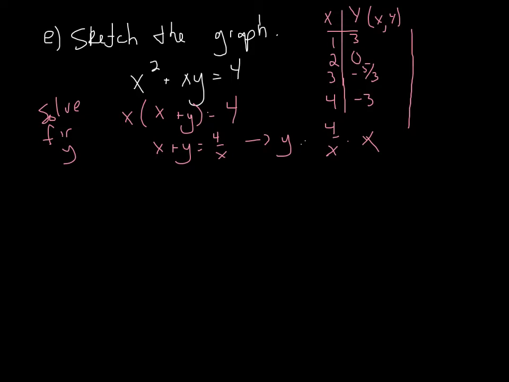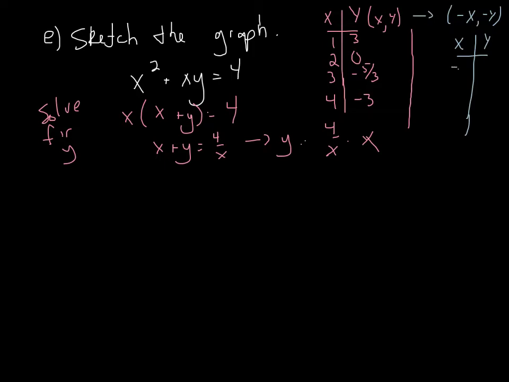But now, remember, it had symmetry in the origin. That means all your ordered pairs go from (x, y) to (negative x, negative y). So what will those ordered pairs look like? Because they're also a part of the graph.